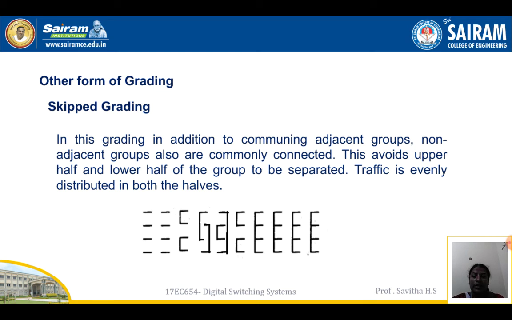Another form of grading: skipped grading. In this grading, in addition to commoning adjacent groups, non-adjacent groups are also commonly connected. This avoids the upper half and the lower half of the group being separated. Traffic is eventually distributed in both the halves.